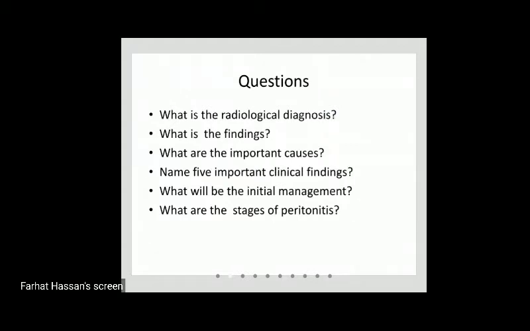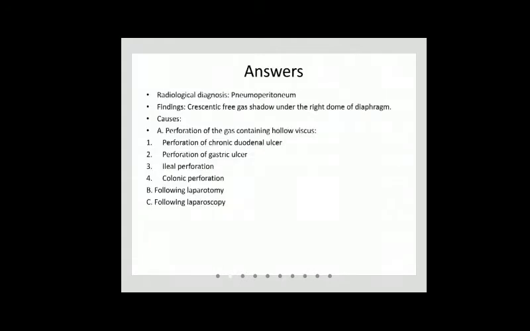So the next question is, what are the stages of peritonitis? There are three stages. First stage, second stage, third stage. Stage 1 is the stage of chemical irritation, followed by the stage of exudation or stage of peritoneal reaction, and the last stage is bacterial peritonitis.